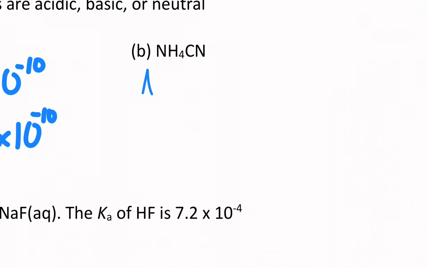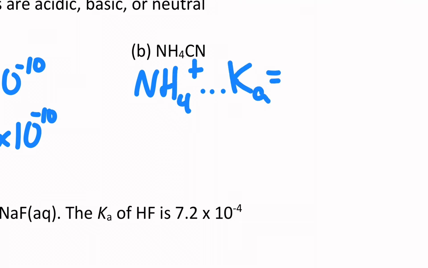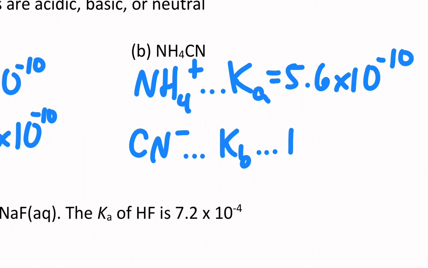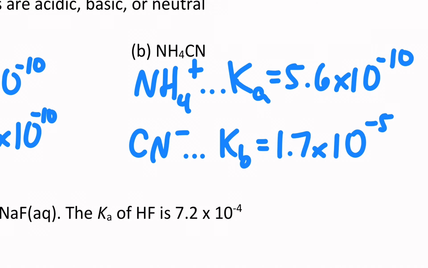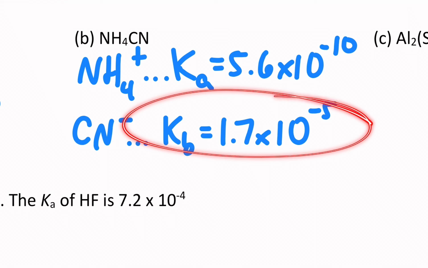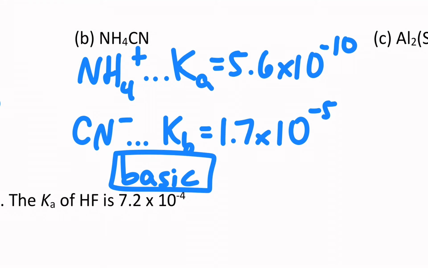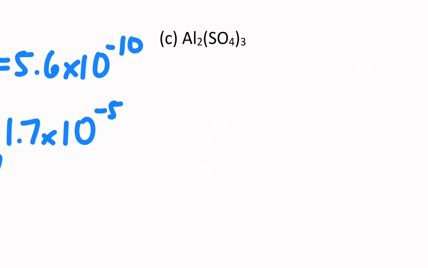Here we have ammonium yet again. Ka is 5.6 times 10 to the negative 10. And then the anion cyanide, anions are basic, so this is a Kb value, happens to be 1.7 times 10 to the negative 5. So we just look who's bigger. It's the Kb, so the cyanide is the more significant ion, so this is basic. When the anion wins, it's basic. When the cation wins, it's acidic.